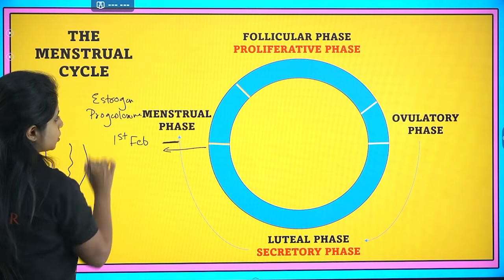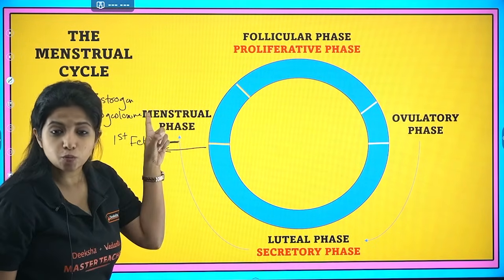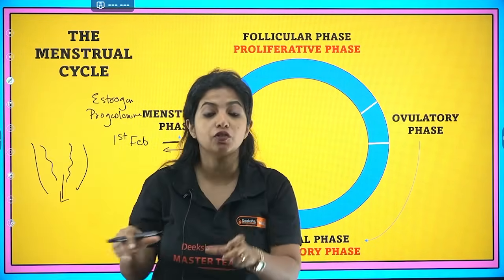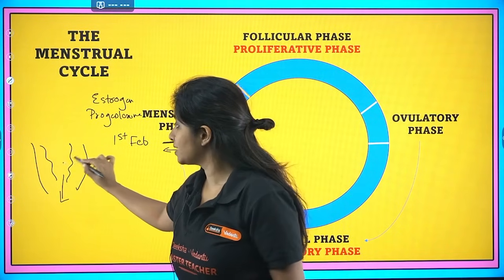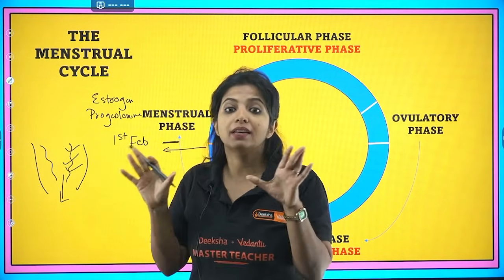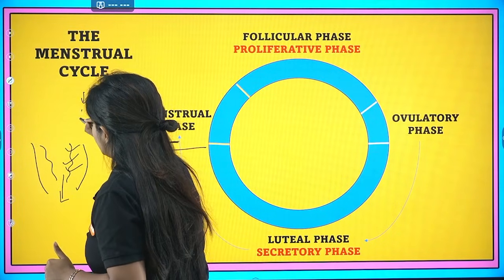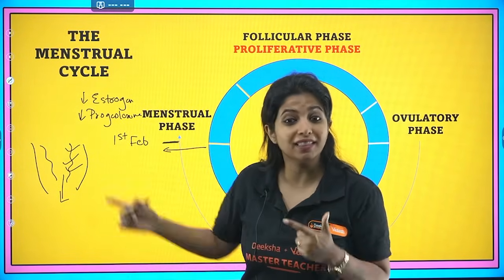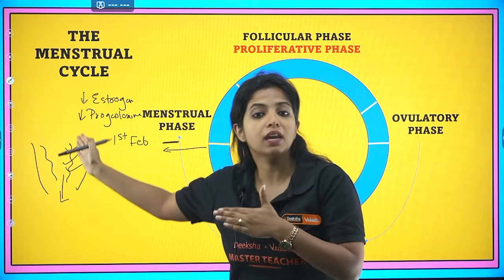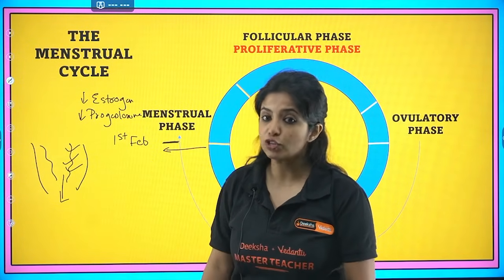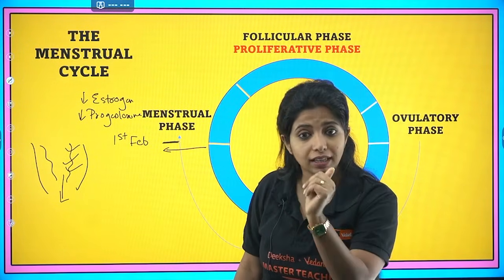Both of them are responsible for this. Why? Because they were responsible for maintaining the endometrium. They were the ones saying that yes, endometrium can be there. They will maintain it. But now their level is too less. And when that level is too less, can they maintain it? No. That's when the endometrium is going to shut down, when these two hormones are really less.